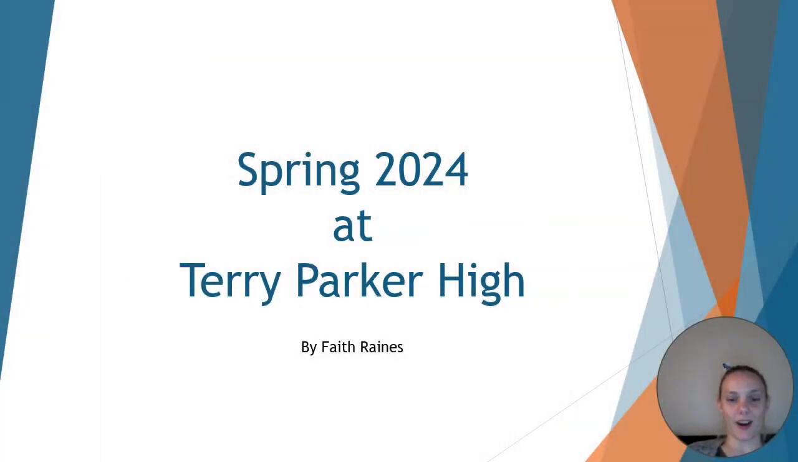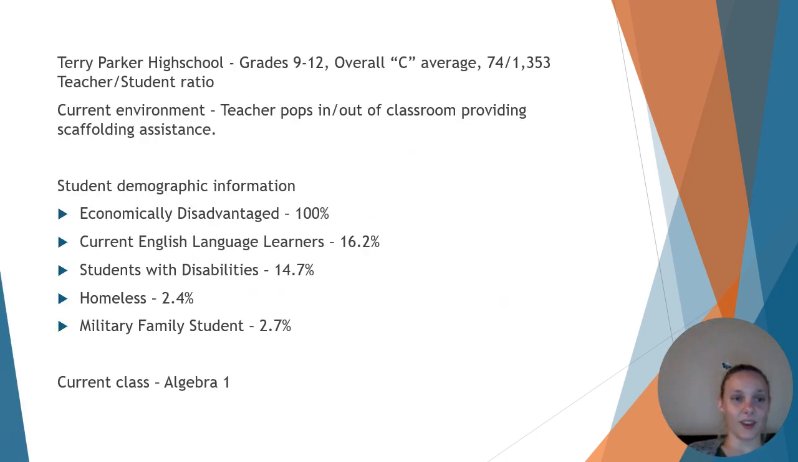Spring 2024 at Terry Parker High. Terry Parker High School, servicing grades 9 through 12 with an overall C average and a teacher-student ratio of 74 to 1,353. The current environment, the ESE teacher pops in and out of the gen ed classroom, providing scaffolding assistance.